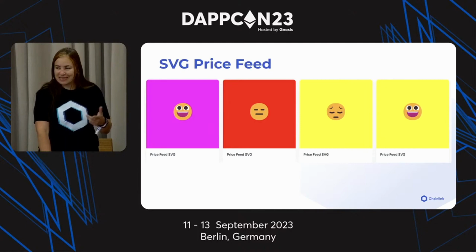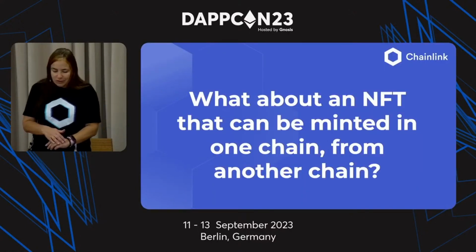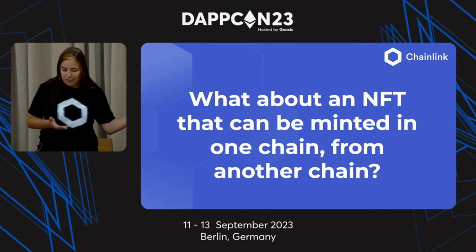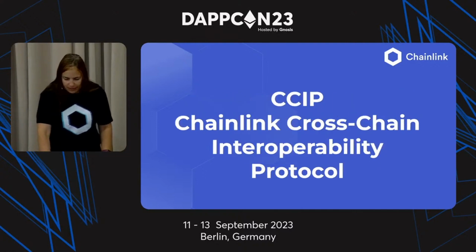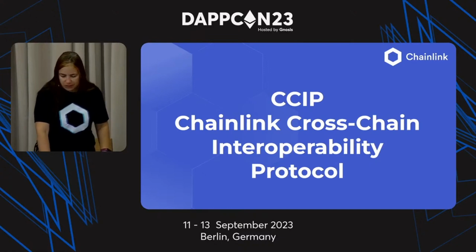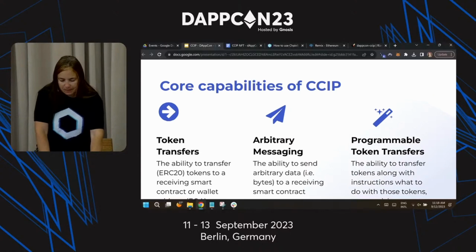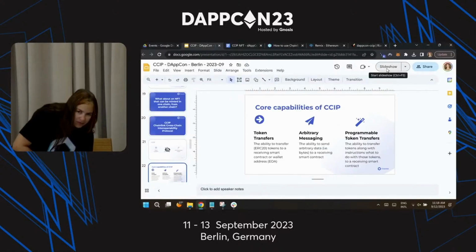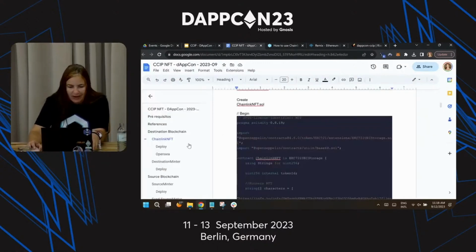So this is interesting. How can you update this? And this is our goal today, how to mint an NFT in one chain from another chain. And we are using the CCIP, Cross-Chain Interoperability Protocol. And before we talk about CCIP, let's start with the requirements, because like I said before, this is the most difficult part.